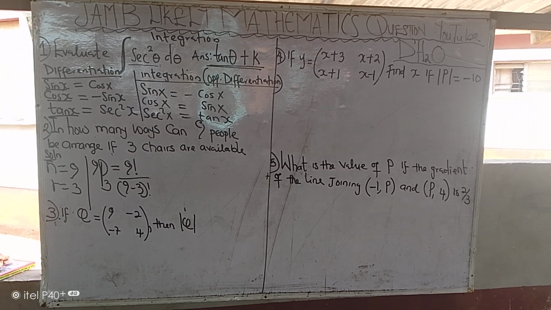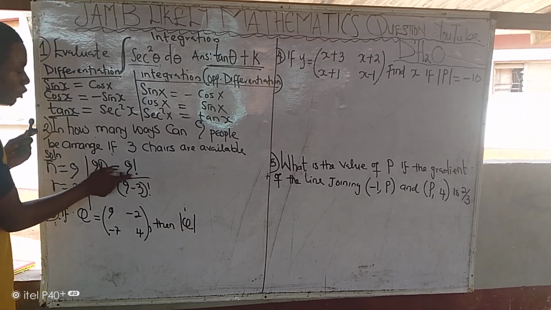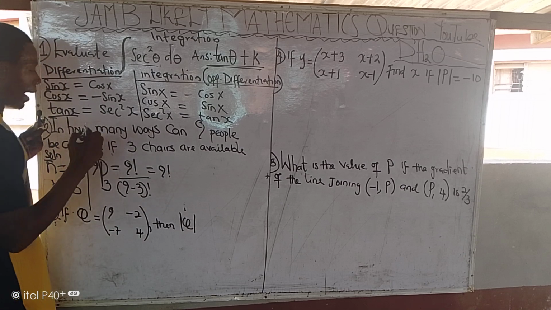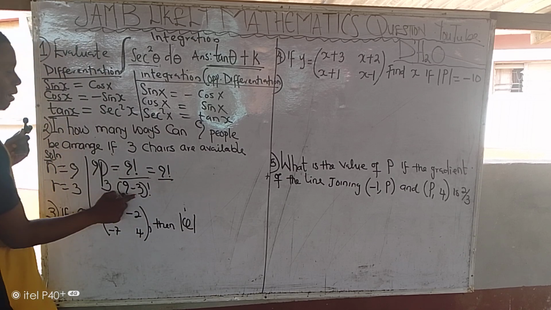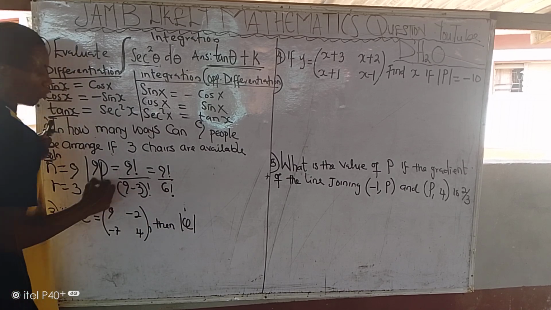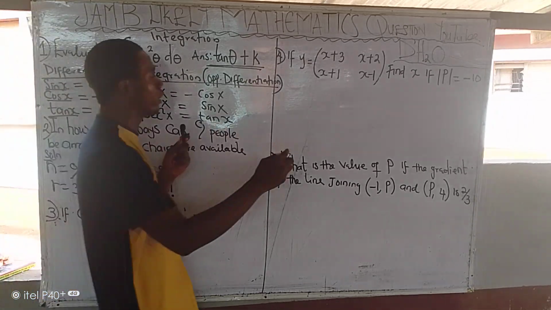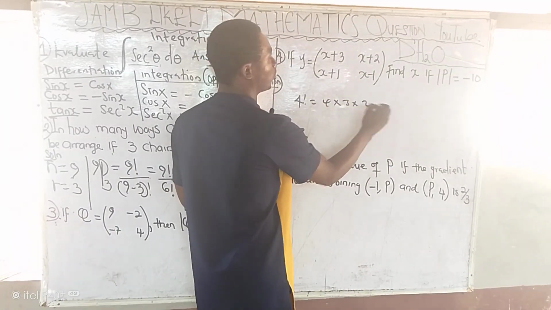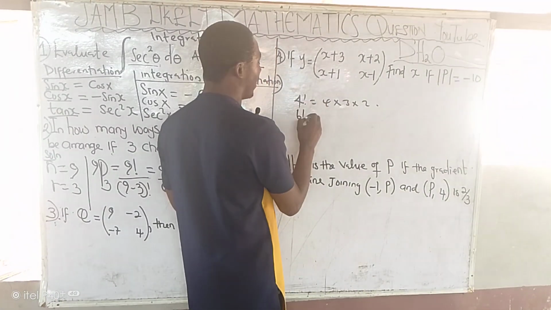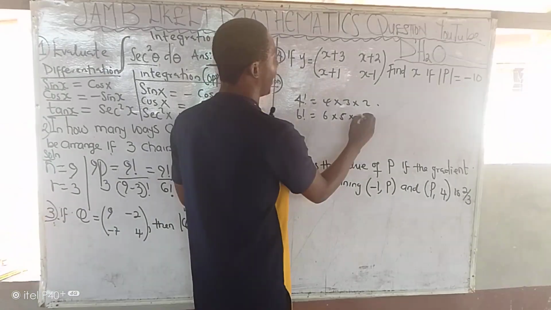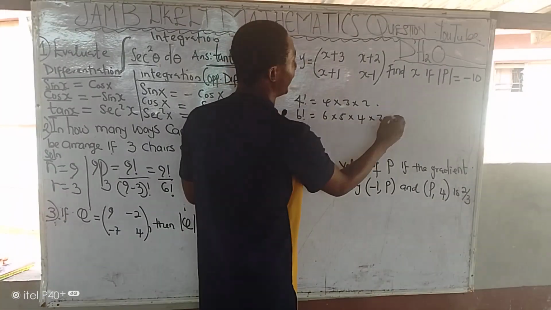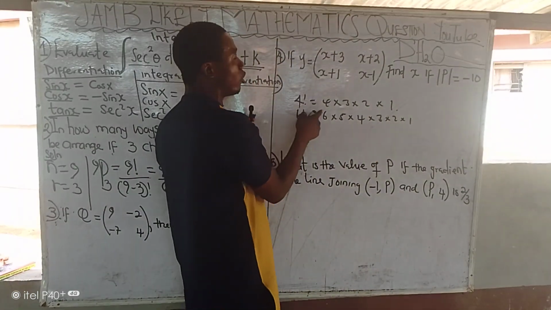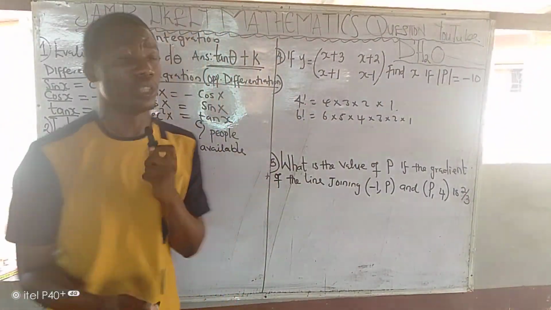Remember the formula I gave you just now? n factorial over n minus r factorial. So that will give us 9 factorial all over 9 minus 3, which is 6 factorial. Remember your factorial notation. If I have 4 factorial, it is 4 times 3 times 2 times 1. If I have 6 factorial, it is 6 times 5 times 4 times 3 times 2 times 1. So you multiply the number until you get to 1.